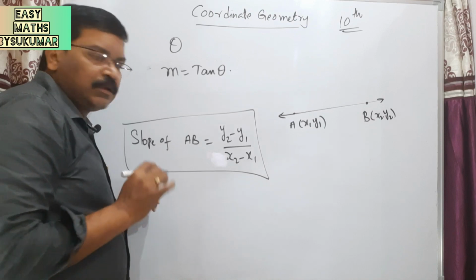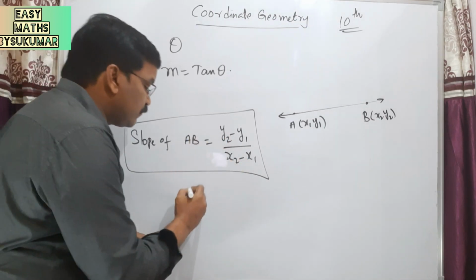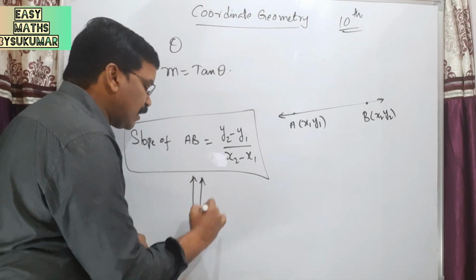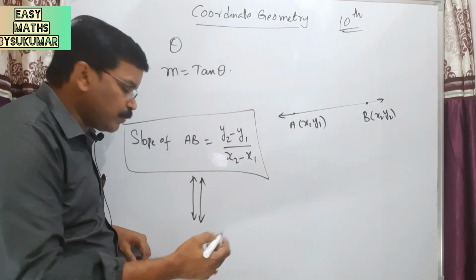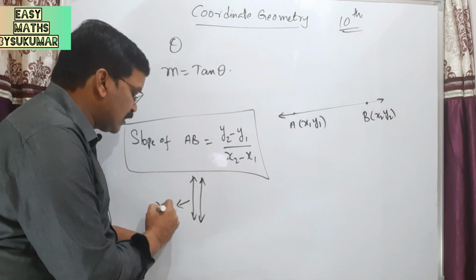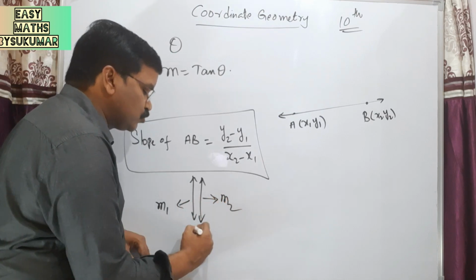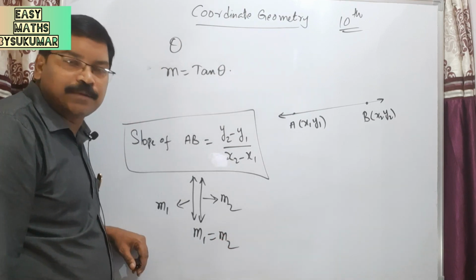My dear students, I want to tell you one more thing here. If two lines are parallel to each other, then their slopes are equal. Suppose the slope of this straight line is m1 and the slope of this straight line is m2, then their slopes are equal, m1 is equal to m2.